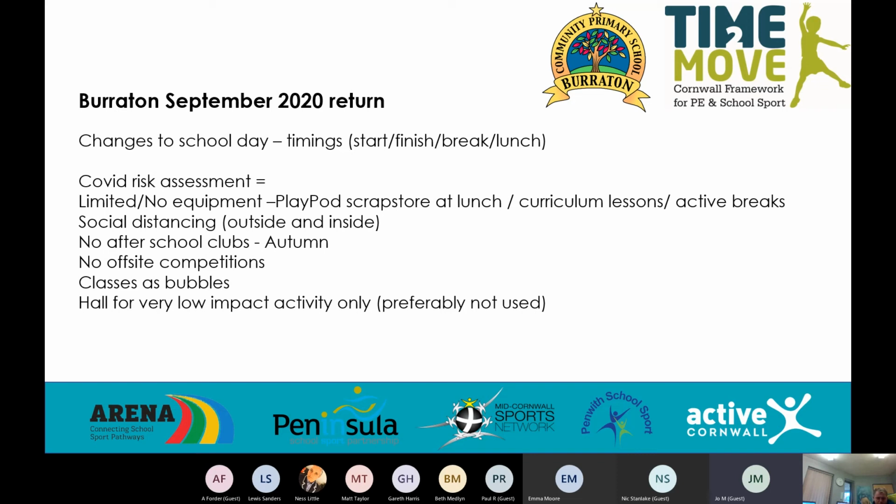We also made the decision that there wouldn't be any off-site competitions that we would be participating in initially, and that would be reviewed on an ongoing basis. And that is the current position that we take at the moment for obvious reasons as well.